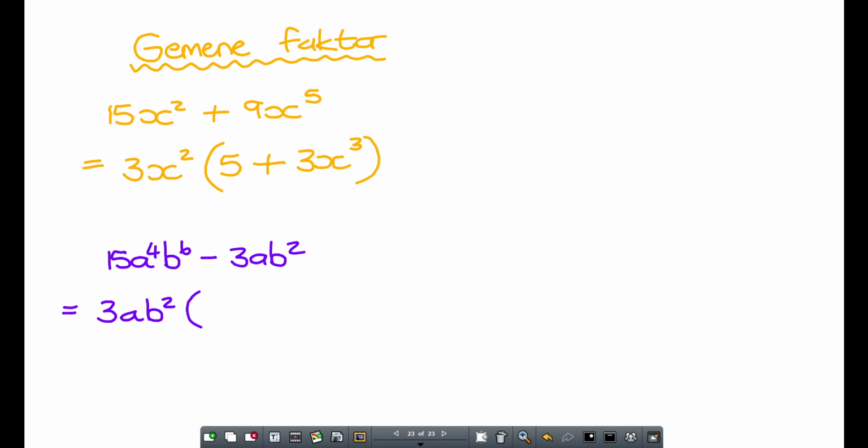Dan begin ek my hakkie om te wys. Wat bly oor as ek dit uithaal? So 15 divided by the 3 gave 5. I had a to the power 4. I already took out 1, so I'm going to have a to the power 3. B to the power 6. Ek het klaar 2 van hulle uitgehaal. So b tot die mag 4. Okay, minus. Let's look at the second term. 3, and I took out 3. So dan is almost nou net 1, nee? You don't always have to write the 1, maar dis nie verkeerd as jy dit gaan skryf.